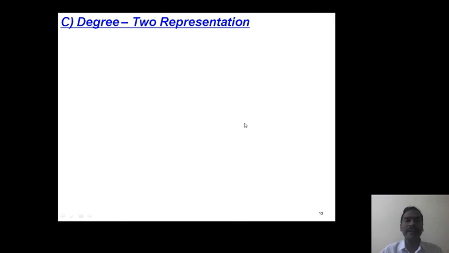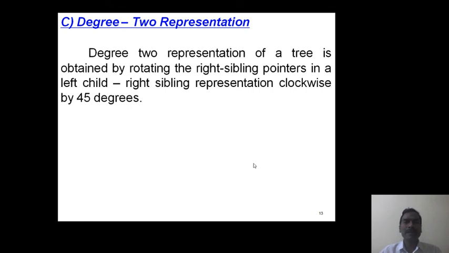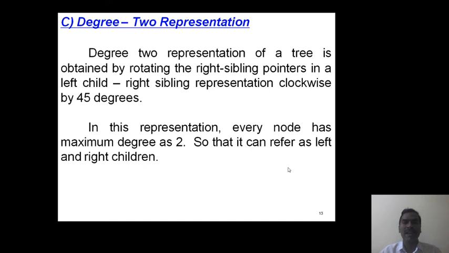Third format, degree 2 representation. In this format, we simply rotate the left child right sibling representation by 45 degrees in the clockwise direction. When this is done, it generates the degree 2 representation. Degree represents the maximum number of child nodes. Hence, in this format, any node has a maximum of 2 child nodes. So we can simply refer to them as the left and right children.